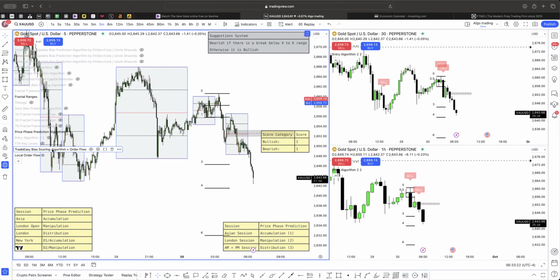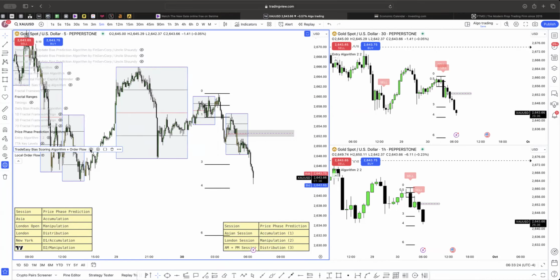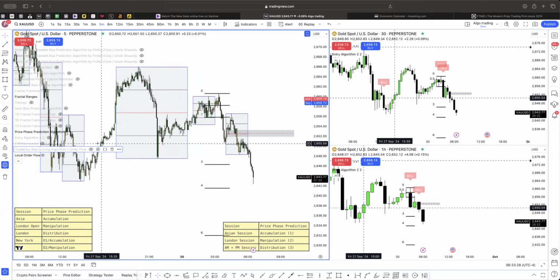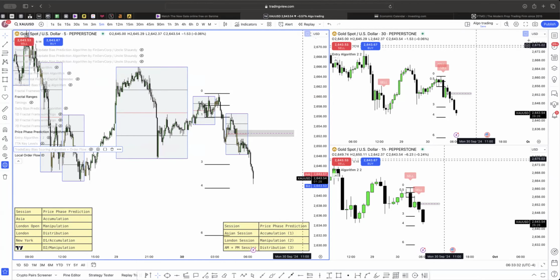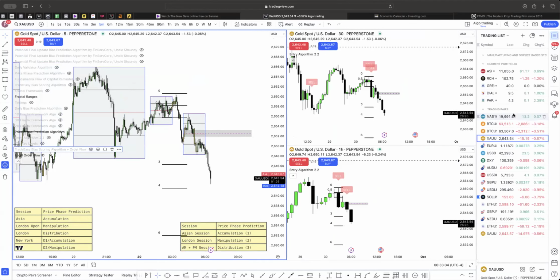The order flow algorithm is not working properly. I need to fix it. Something happened. I'll see what happened. Look at Nasdaq.